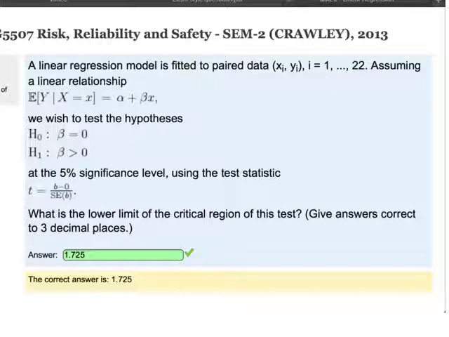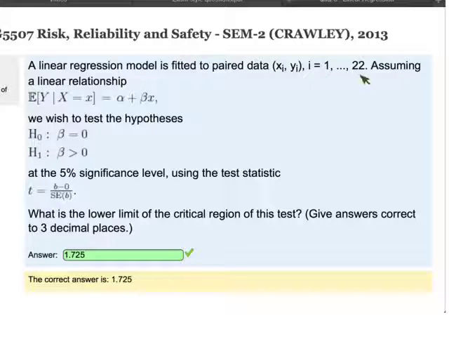This is question 4 from the third probability and stats revision quiz. In question 3 we talked about how the beta values of linear regressions have t-distributions with n minus 2 degrees of freedom. Well, in this case we're asked to try and actually solve one of these hypothesis questions and see if we can disprove the null hypothesis that beta is equal to 0.